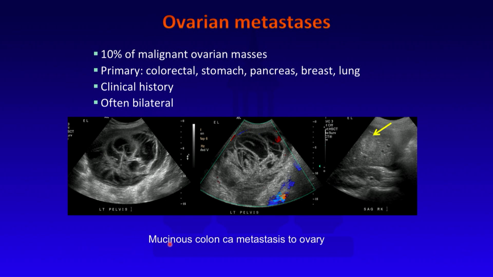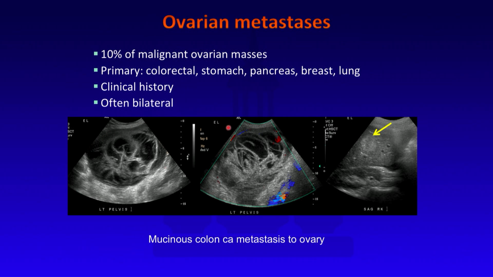I want to complete my discussion talking about ovarian metastasis. They represent about 10% of malignant ovarian masses. The primary is classically stomach or breast, the so-called drop mets or Krukenberg tumor, but it can also be colorectal. We've seen this with pancreas. We've seen it with lung cancer. The clinical history is often the clue, and they can be bilateral.